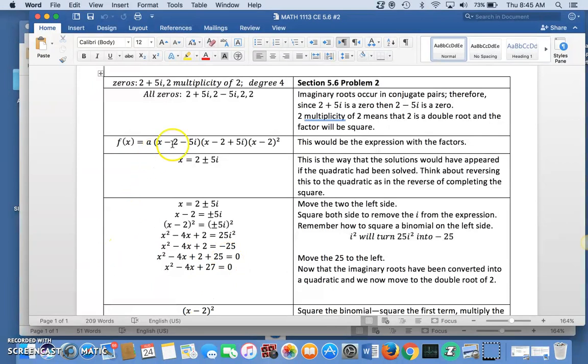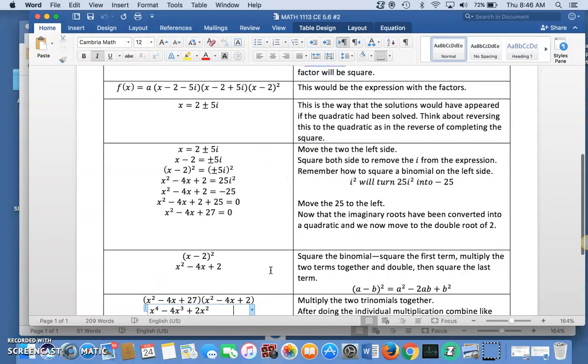Now that is simply what you get when you multiply these two together. Now you've got to expand the x minus 2 squared. And that's simply squaring a binomial. You square the first term, you multiply them together, negative 2x, double it, negative 4x, and then square the last term. That should be, and Ms. Carr made a mistake, that should be a 4. Okay, as we go through, I will be correcting that.